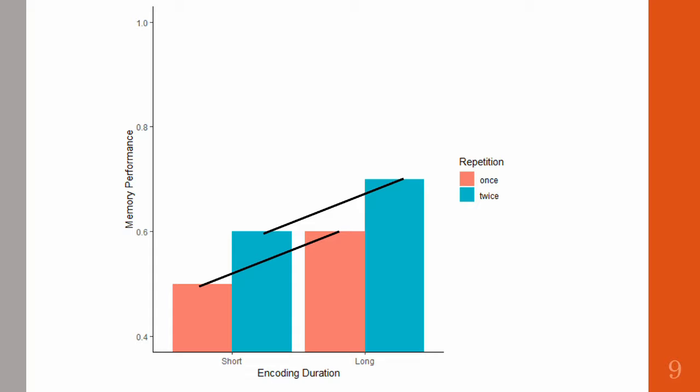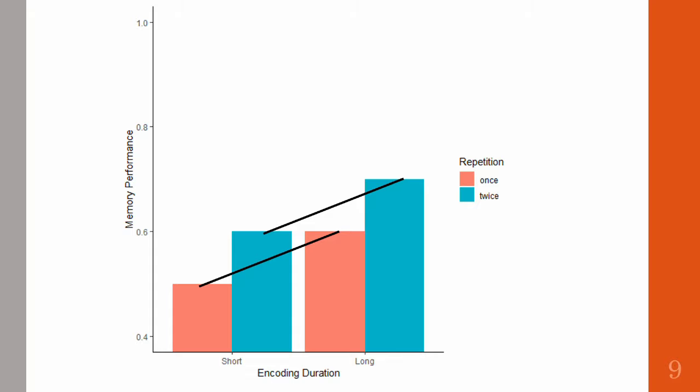Here we see a graph of our two-factor experiment. In this graph, we have two main effects. We have a main effect of encoding duration. Generally, the two bars on the right are bigger than the two bars on the left, not really paying attention to or averaging over both repetition levels. We also have a repetition main effect. So ignoring the encoding duration factor, we can see that generally the blue bars are higher than the pink bars.